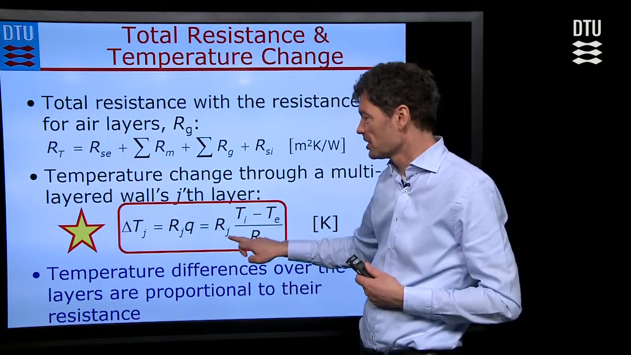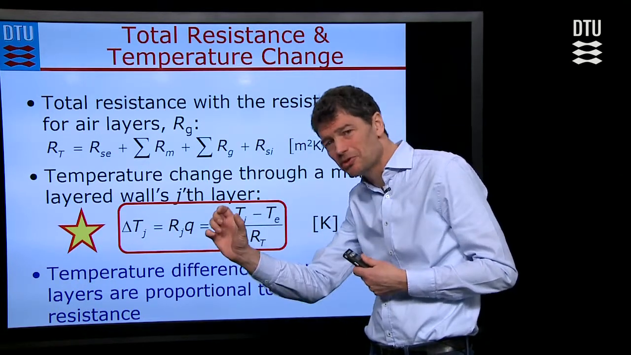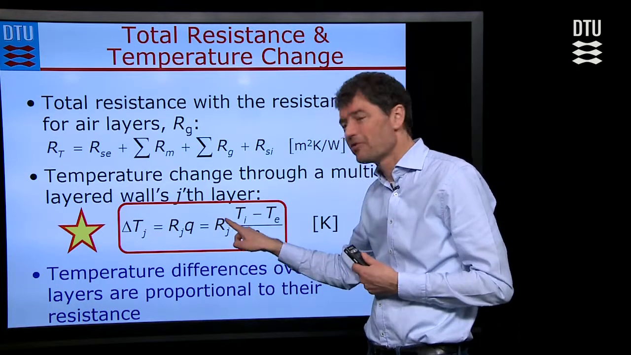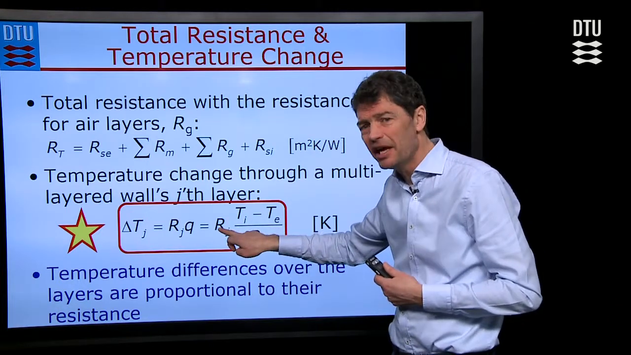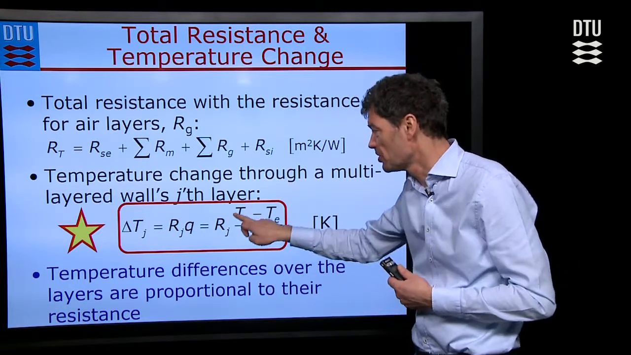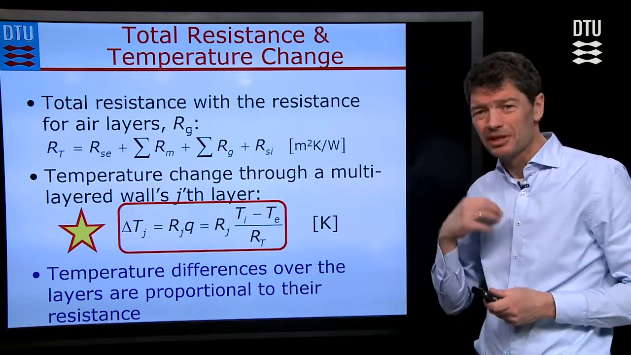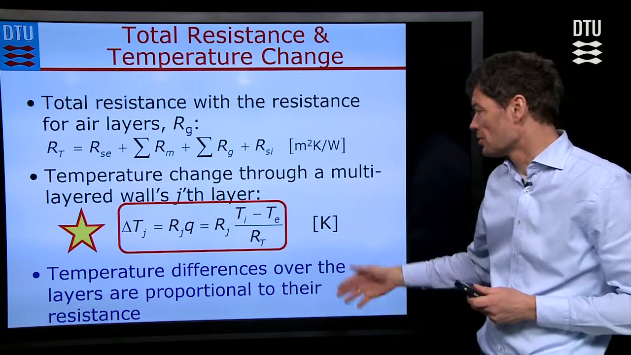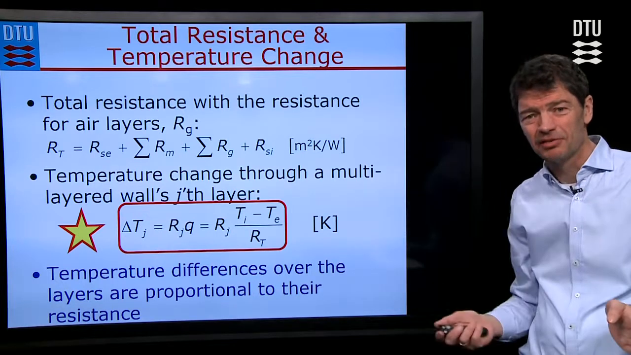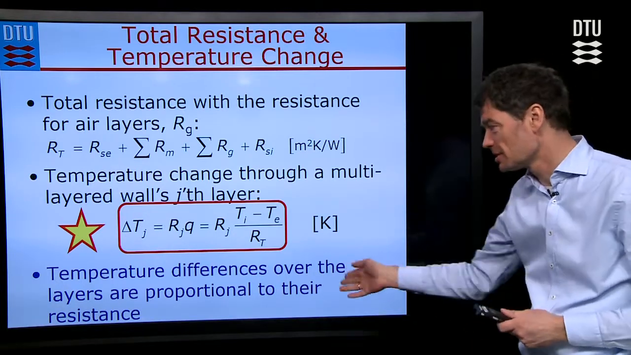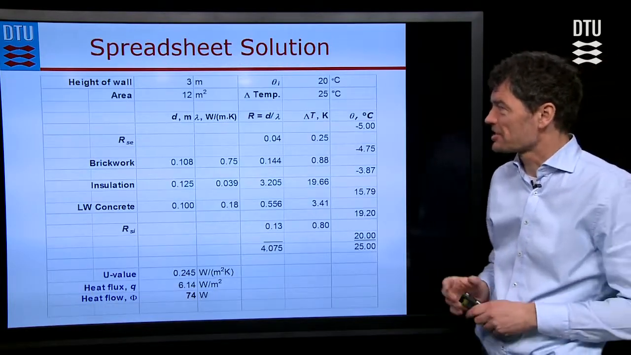In this way, we are using the thermal resistance of that particular layer, over which we want to know the temperature difference, as a guiding parameter to say what fraction of the total resistance this layer has. That fraction then determines how much of the total temperature difference between inside and outside falls over our layer number J. This proportionality between temperature difference and resistance of individual layers is the significant way to calculate. So finally, I'll go back to the example again.